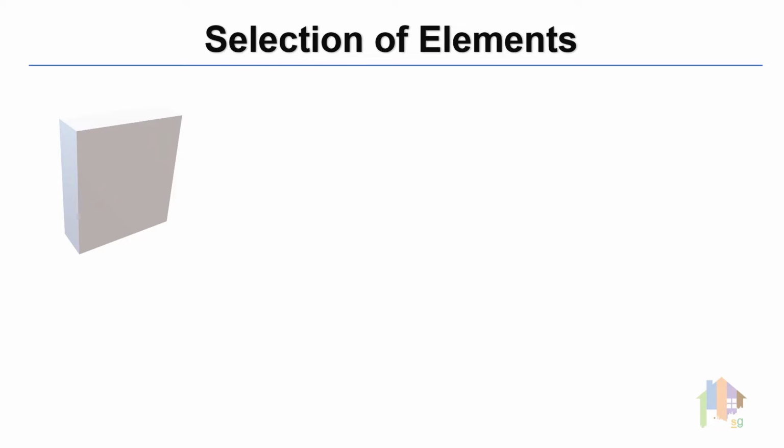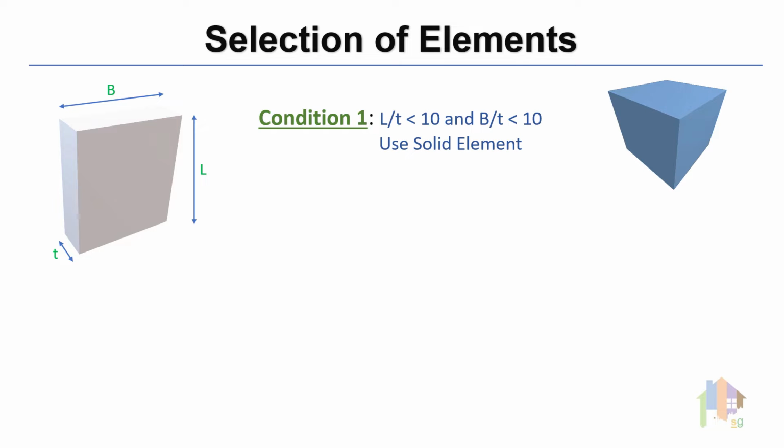This thumb rule depends on different aspect ratios of the element. If you consider the largest dimension of an element as L, the second largest dimension as B, and the smallest dimension, which is normally the thickness, as T, then this rule suggests if the L by T and B by T ratios are smaller than 10, then you should model it using solid elements. As dimensions in all the directions are close, shear deformation needs to be considered during analysis, which is possible using solid elements.